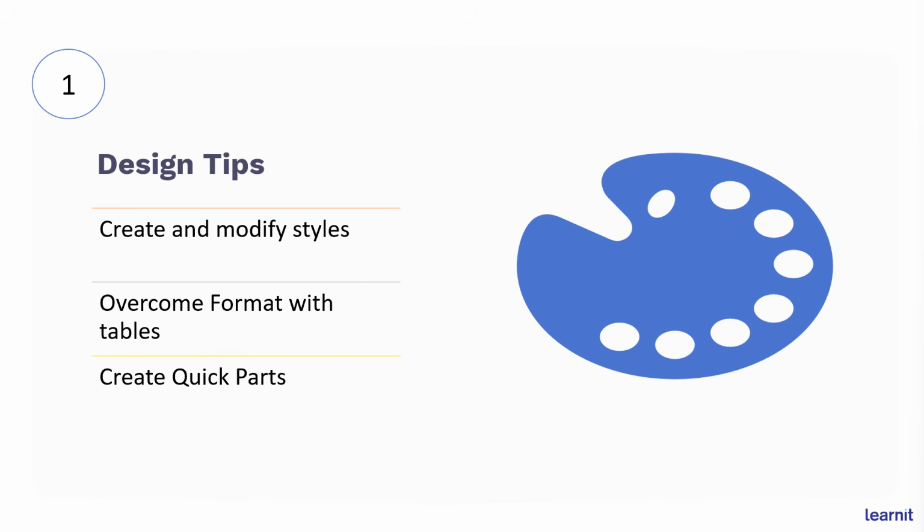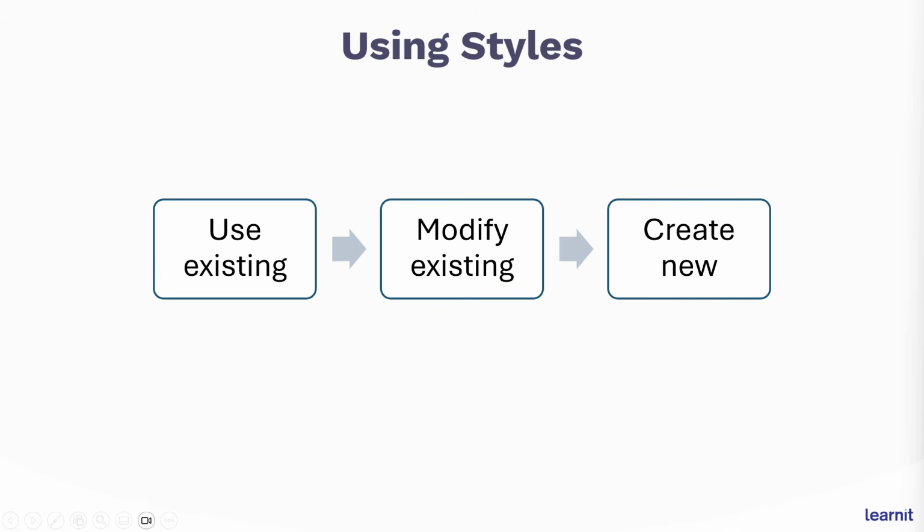Welcome to Lesson 1. We'll focus on design tips. We'll start off by taking a look at how we can create and modify styles. We'll see how we can overcome formatting with tables, and then we'll take a look at how we can use quick parts. For the first part here, we'll focus on styles. We'll just use some existing styles, and then we'll see how we can modify existing styles. And then we'll go ahead and create some new styles as well.